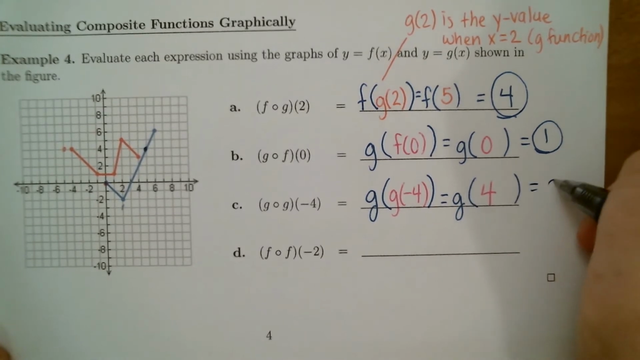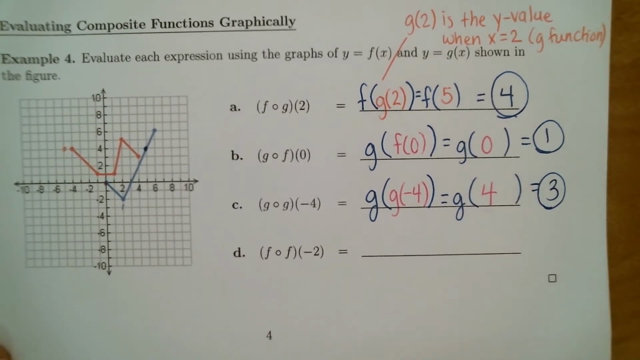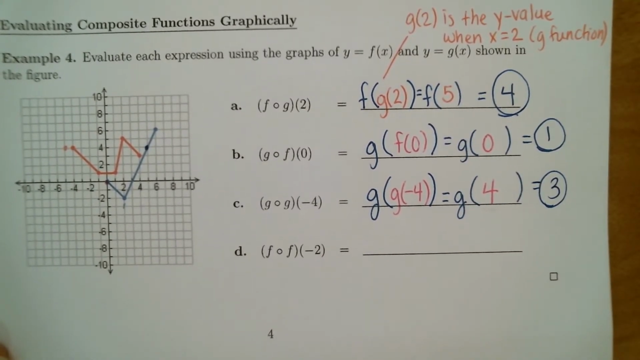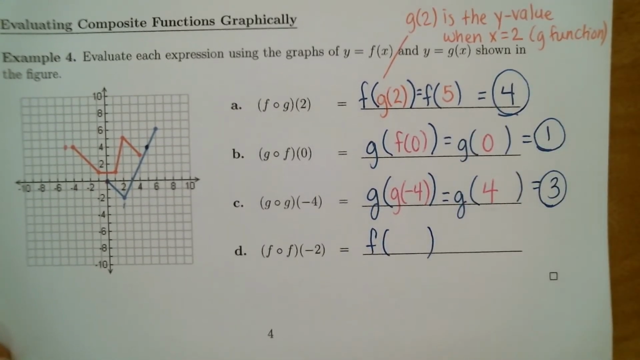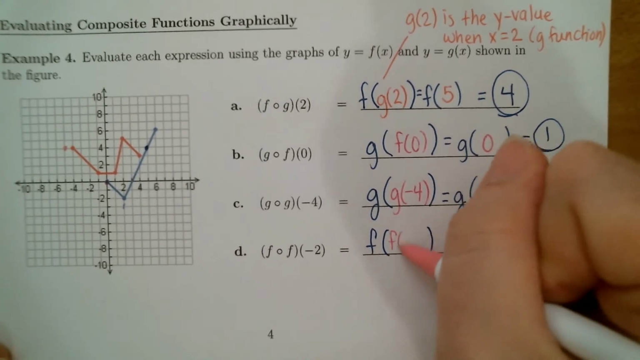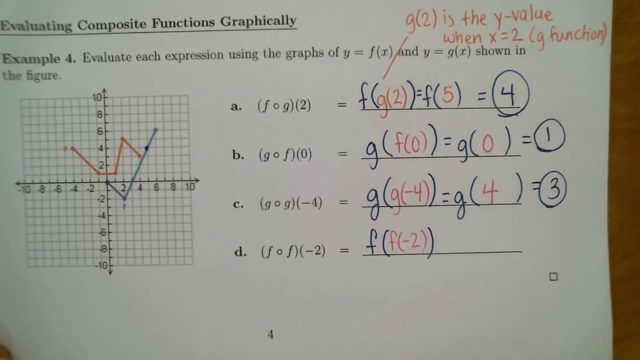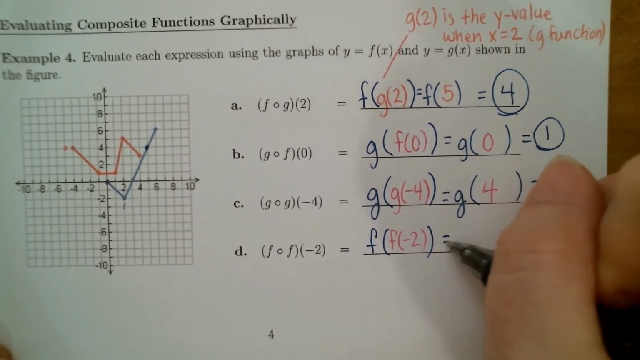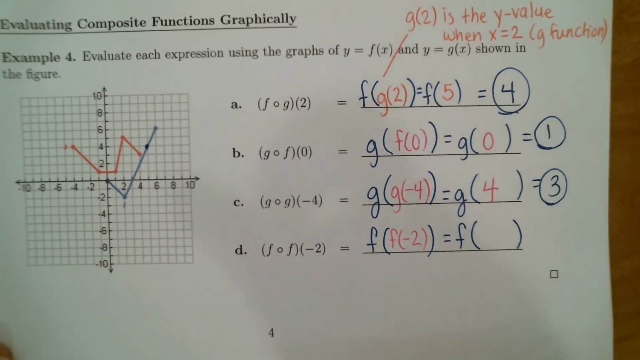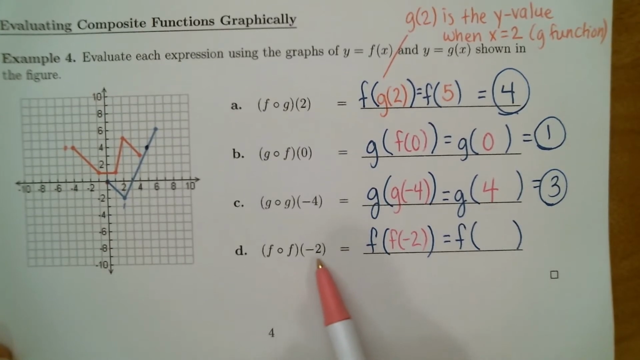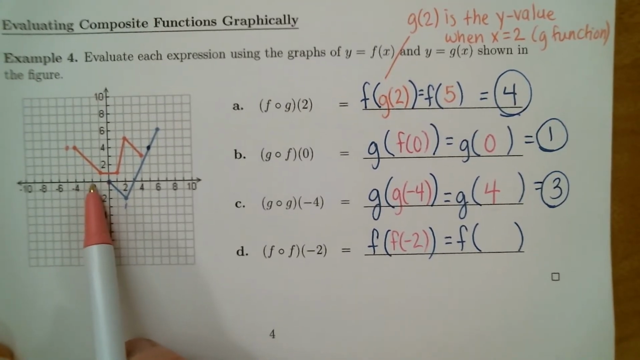So that's your answer. Okay, last one, f of -2. Okay, so I'm going to leave the outside function alone. Now my x value is -2, so you're going to go to x equals -2.